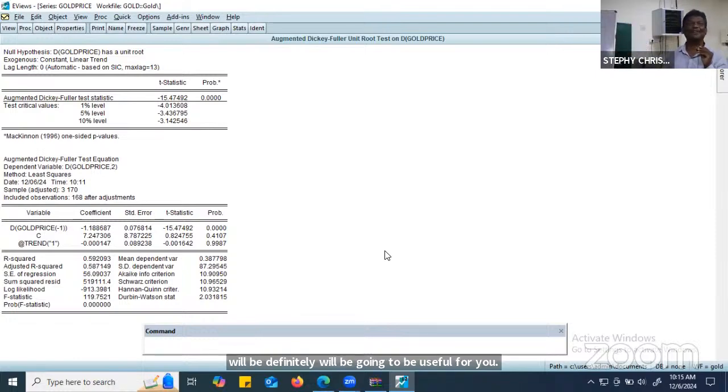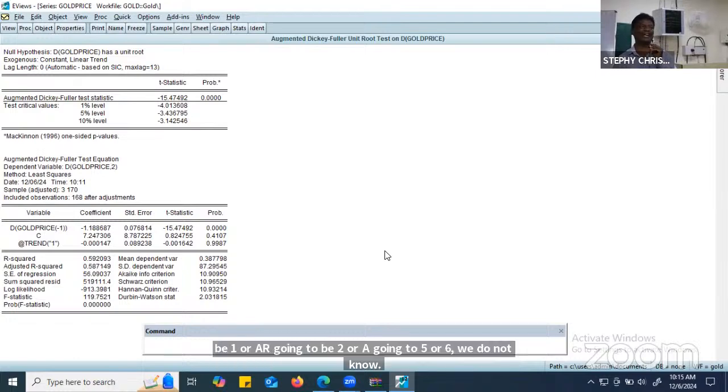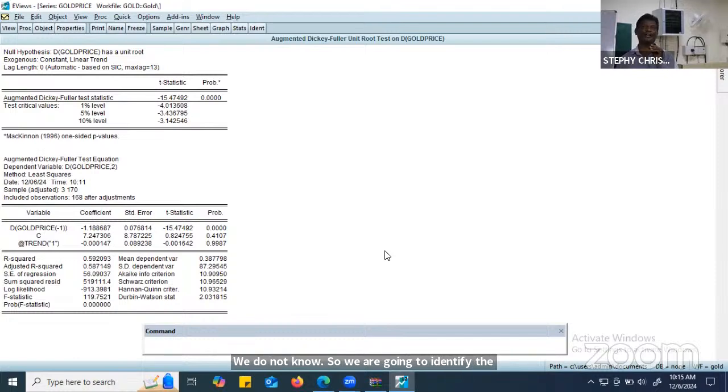Next step, we are going to identify AR. What is AR? Autoregressive term. But we have to be very careful. The lag length is very important. I told you, lag length is very important. Whether the AR is going to be 1 or 2 or 5 or 6, we do not know. So we are going to identify the appropriate lag length of AR. So how to find out? Similarly, MA also, how to find out? That's what I'm going to explain now.